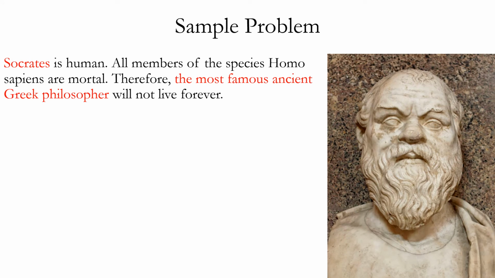The first is Socrates. In the conclusion, after the word therefore, Socrates is referred to as the most famous ancient Greek philosopher. It's clear from context this is supposed to refer to Socrates. But for the sake of clarity, we want to use the same word in both cases. This is the first type of inconsistency mentioned, where different words or phrases are used to express the same meaning. So it just decreases the clarity of the argument.